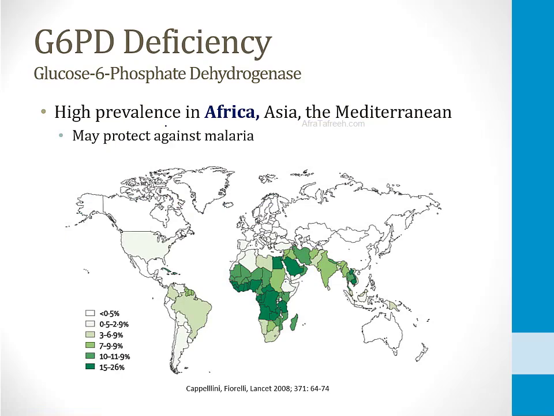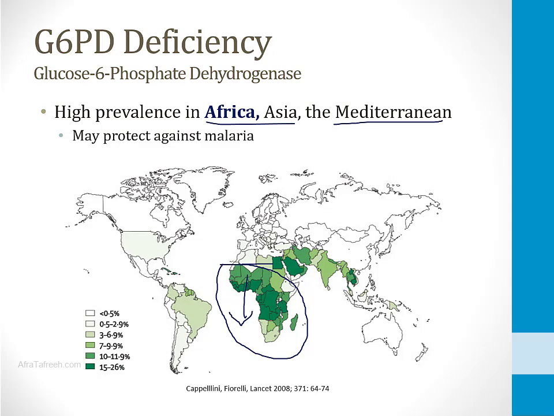You will read in your textbooks that G6PD deficiency has a high prevalence in Africa, Asia, and the Mediterranean, but let's talk a little bit about exactly what that means. On the screen here is a map showing prevalence of G6PD deficiency, and you can see that the most common place is in Africa. The most common location is sub-Saharan Africa. The Sahara Desert is in northern Africa, and it's these countries below the Sahara where most G6PD deficiency is found.